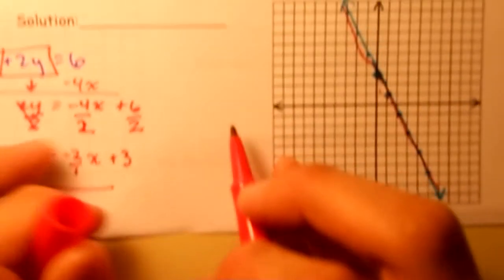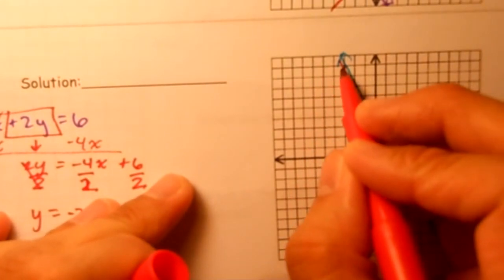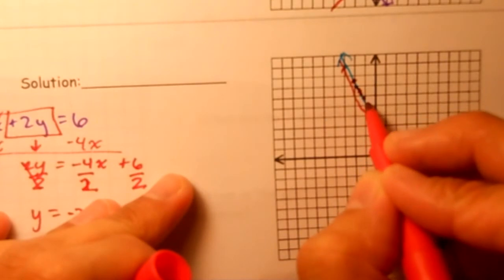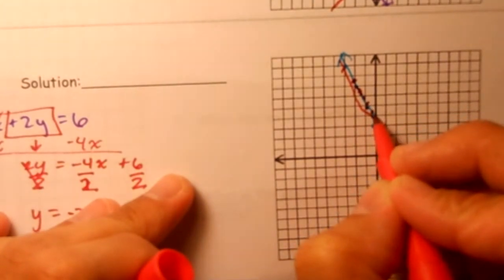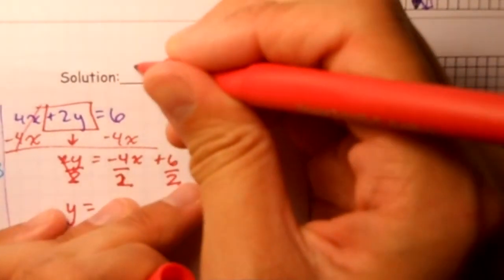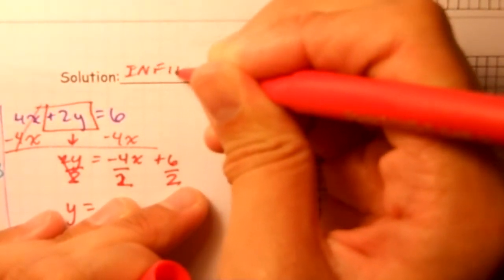And if they are the same line, they share infinitely many points together. And that's what a solution means. A solution means which points do they have in common? At what point do they intersect or share the same point? And in this case, the solution is infinitely many points.